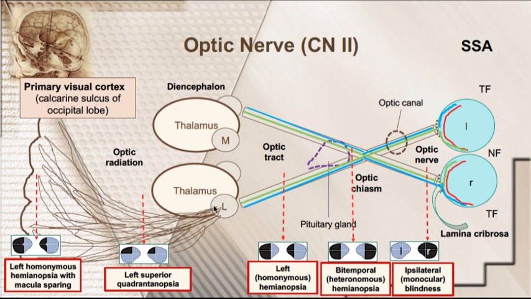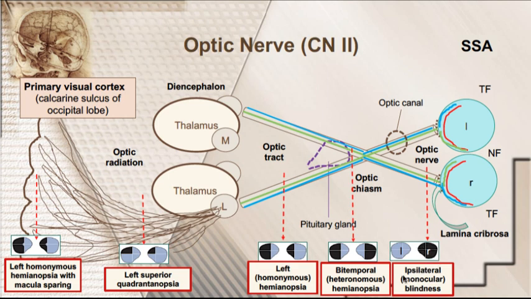The central processes of the lateral geniculate body neurons form the optic radiation that reaches the primary and associative fields of the visual cortex. Any part of the optic pathway may be damaged, leading to specific defects or full loss of one or both visual fields. Lesion of the optic nerve leads to total loss of vision on the same side.